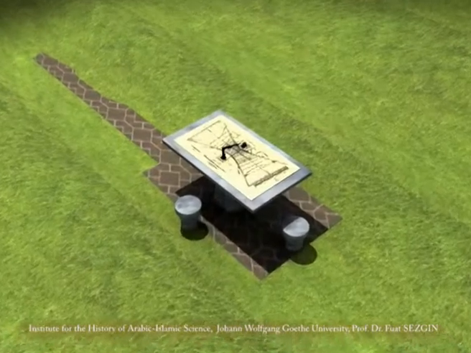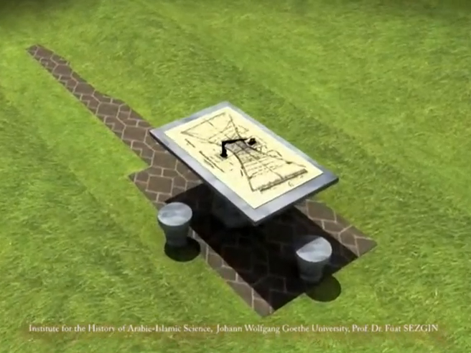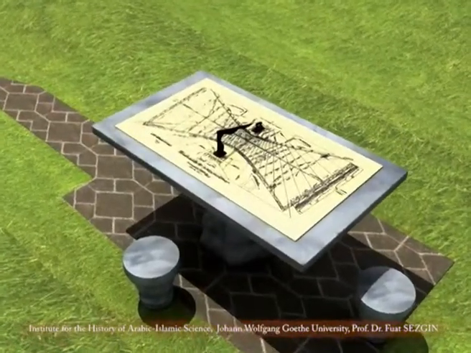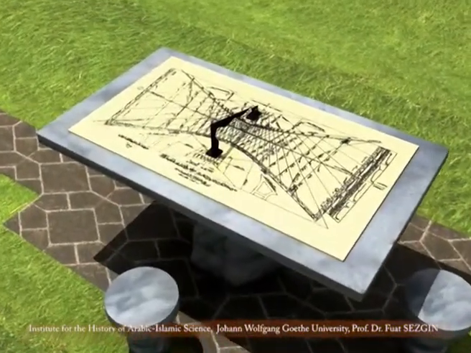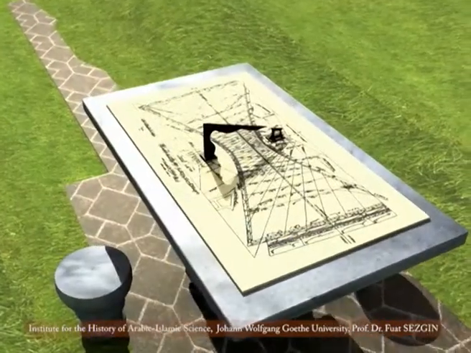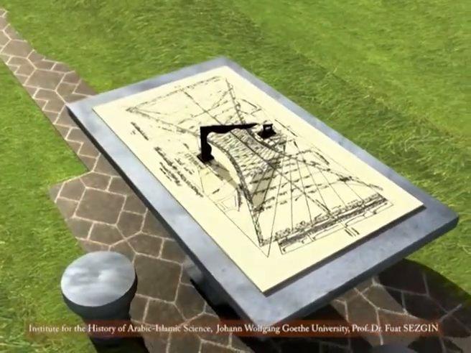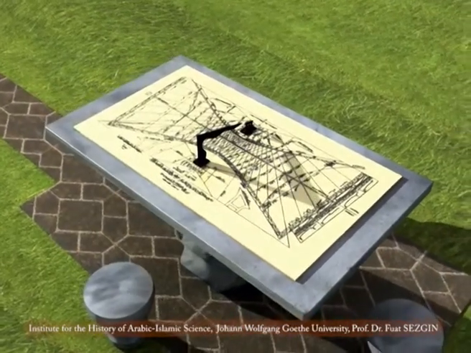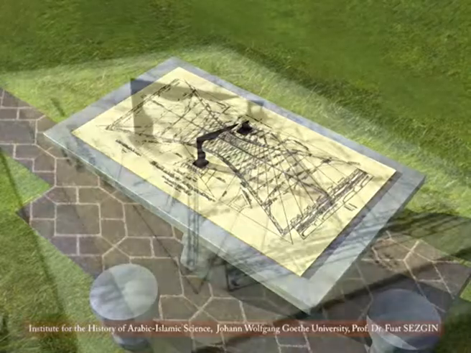The sundial from the Umayyad Mosque was made by the astronomer Ali bin Ibrahim bin Muhammad ibn as-Satir, who also acted as mosque astronomer, as muwakkit, and as chief muezzin. The sundial which he made, measuring 1 by 2 meters, is of an unusual size.